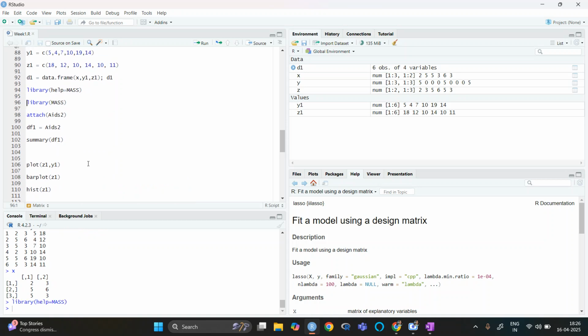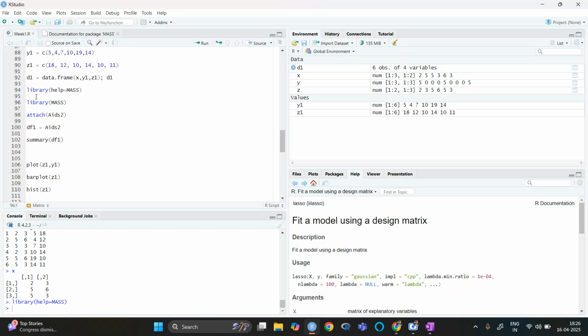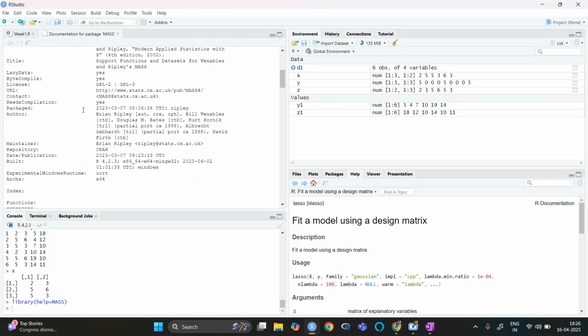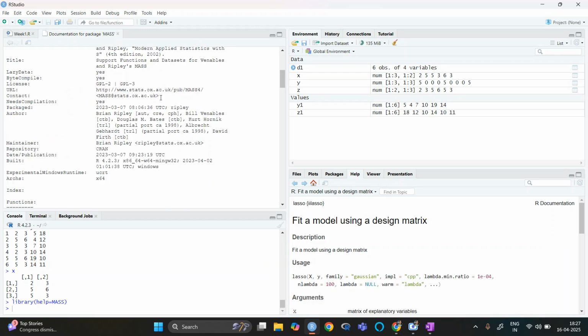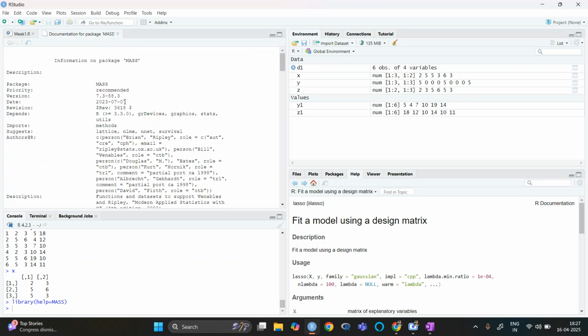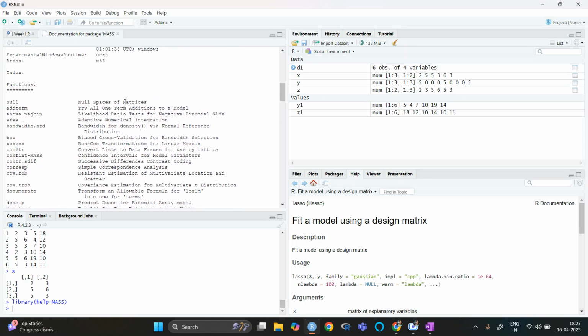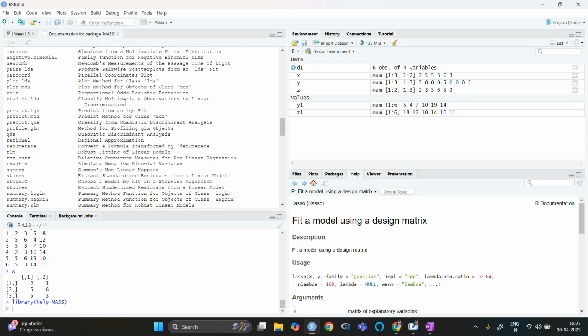Now, what you can do if you try library(help = MASS), you can get firstly information about the package, but what more you can get is the functions that you have under this package.